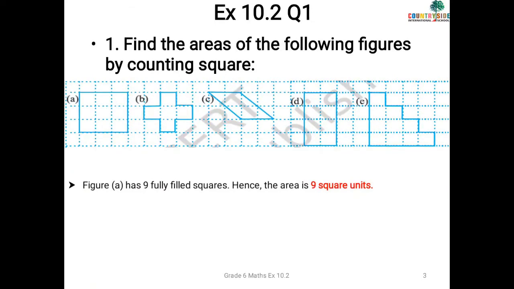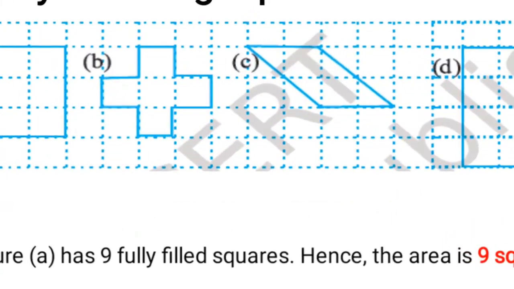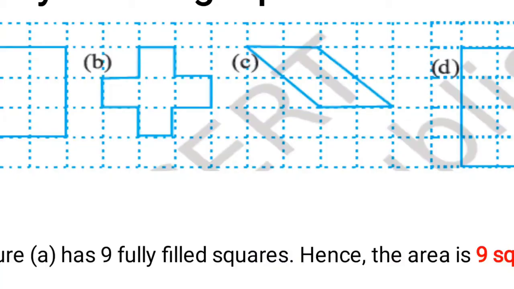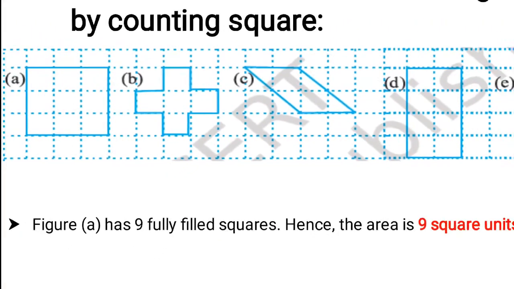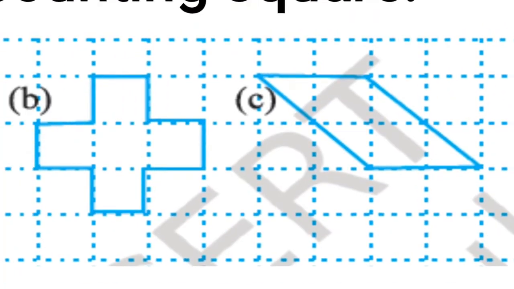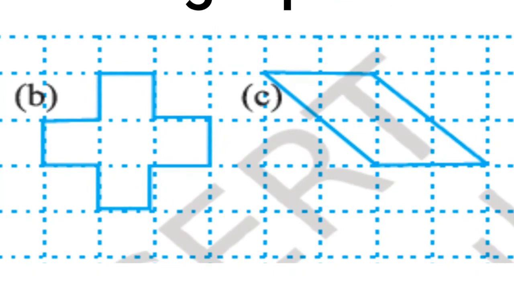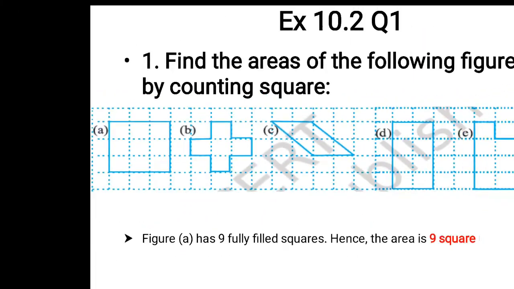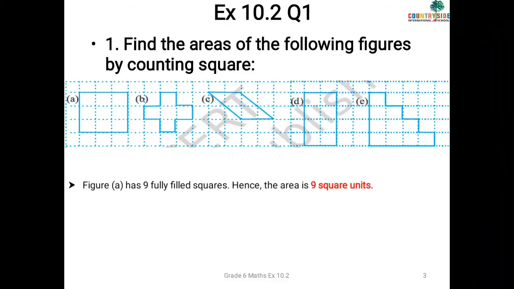Done. Now count the squares in B. 1 2 3 4 5. See these little squares. If I zoom you are easily able to see all these little squares. So just count all these little squares. 1, then 2, 3, 4 and 5. So what is the answer of the second? 5. That's it. You just have to count and write your answer.